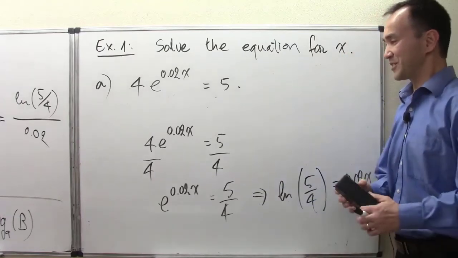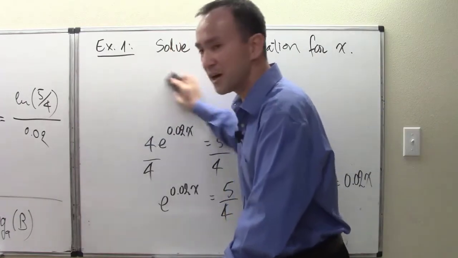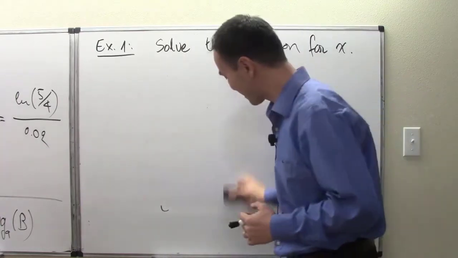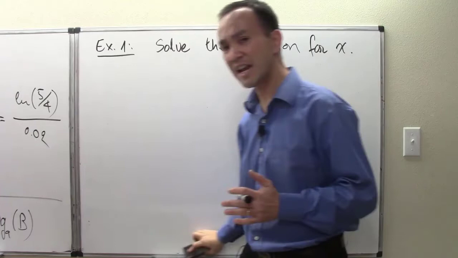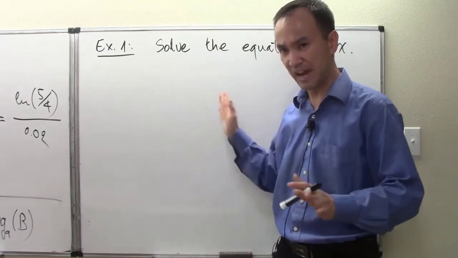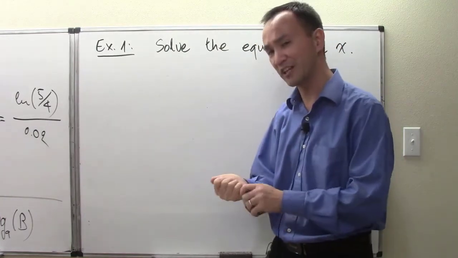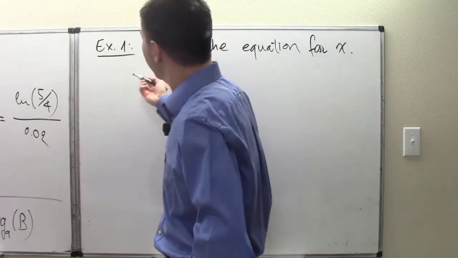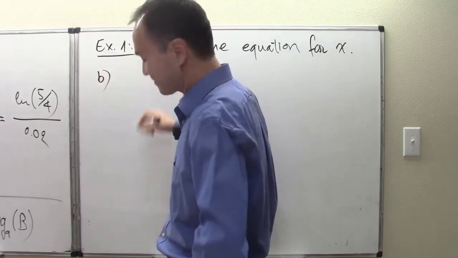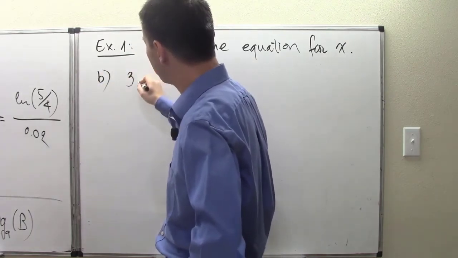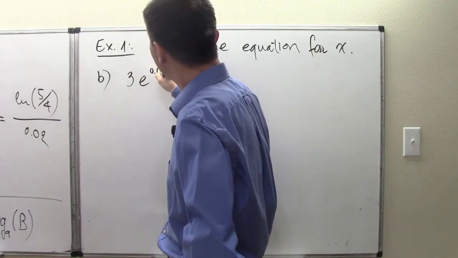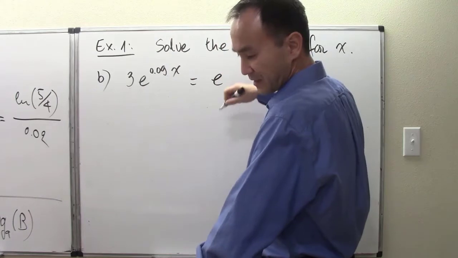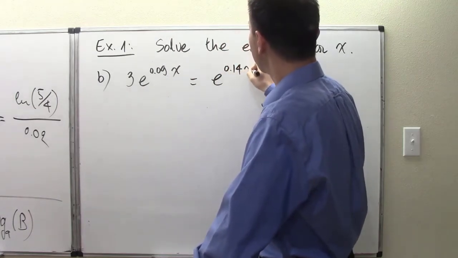All right, so now we are ready for part B of the example. At this point, once you have already had some experience after part A, where I put in a lot of details, we can start picking up pace a little bit. We can speed up the process. So part B right here: 3 times e to the 0.09x equals e to the 0.14x.